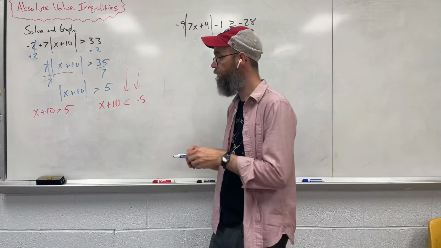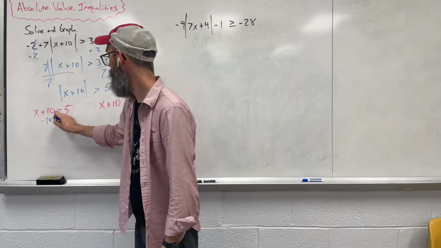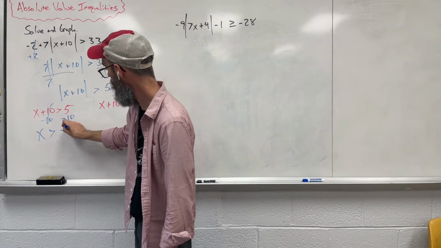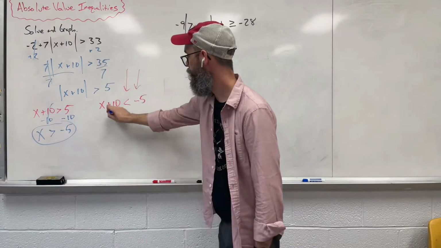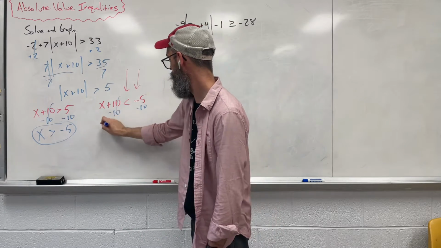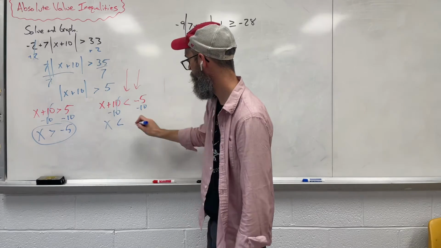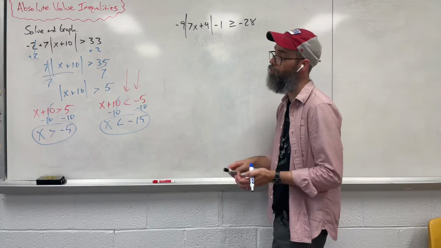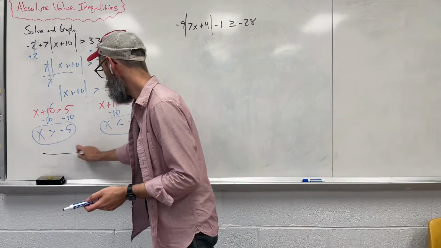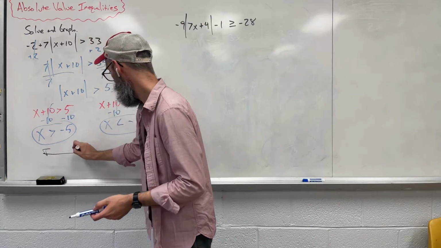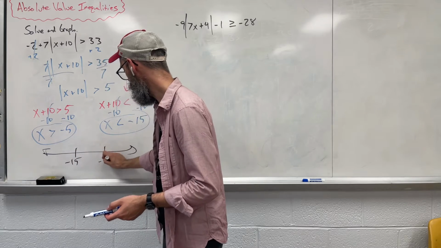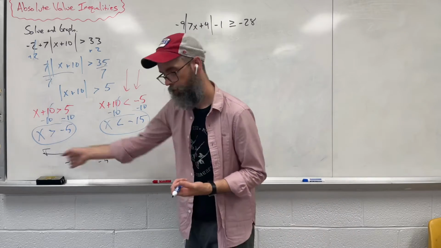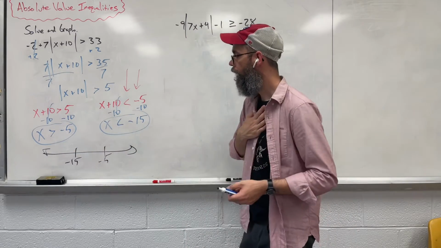Now let's go through and solve this like we would any other problem. -10, -10, x greater than -5. On the other side, -10, -10, x less than -15. Great. We also have to graph this. So we've got -15, -5, super detailed graphs here. As long as they're in order, at least for me, that's okay.